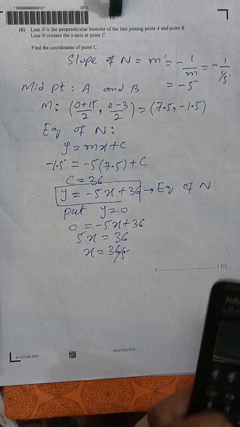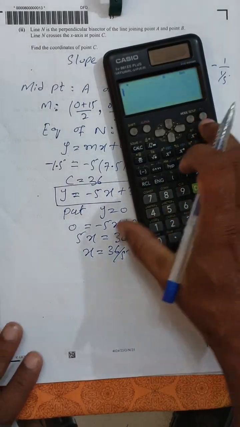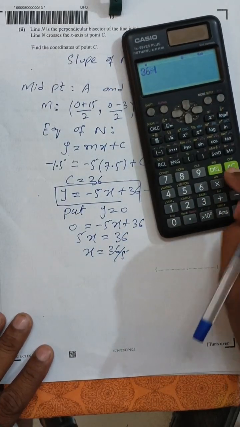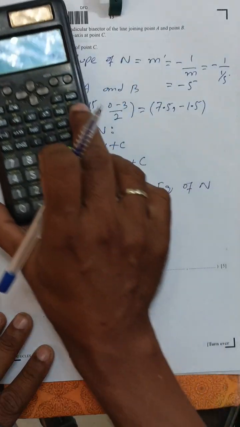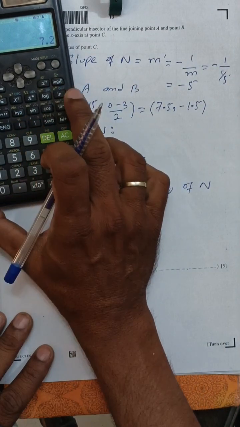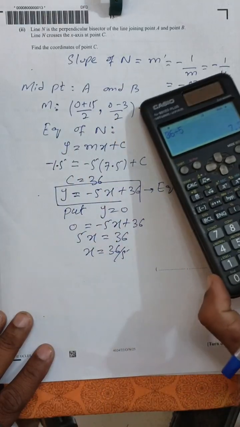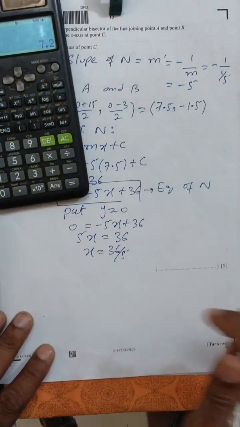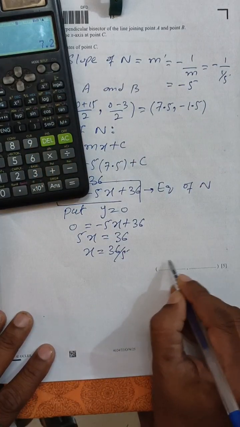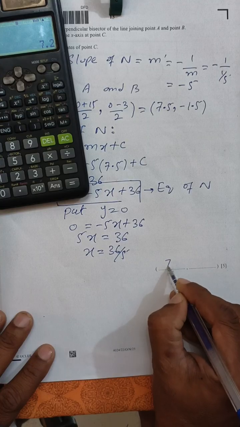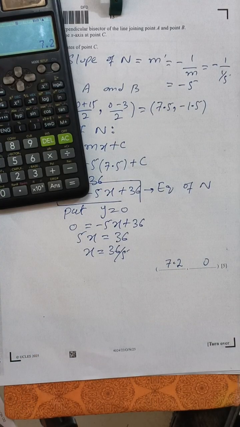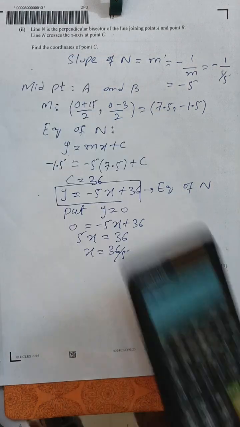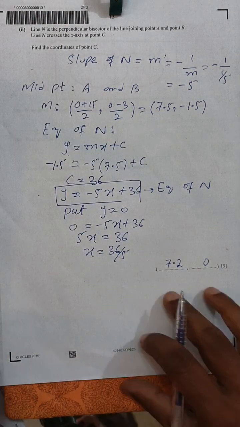So what about x equal to 36 divided by 5? 36 divided by 5 is 7.2. So it means 7.2 and 0. These are the coordinates of C. Clear? Now next question.